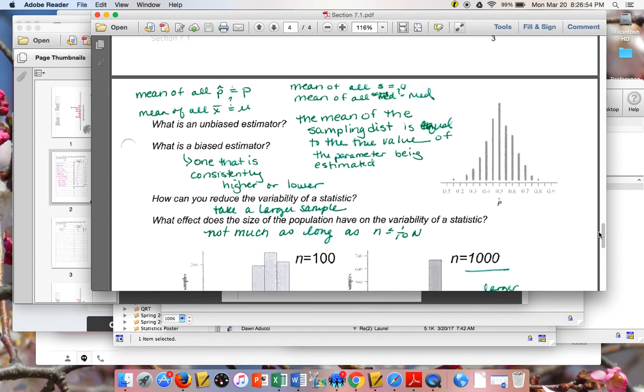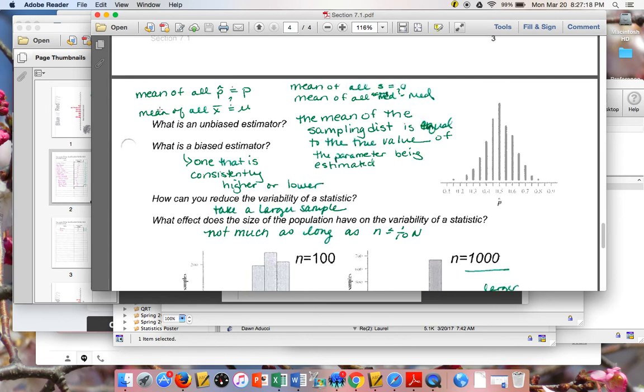All right, a couple of things here. There's a term called unbiased estimator. An unbiased estimator means that the mean of the sampling distribution is equal to the true value of the parameter being estimated. As an example, if I take the mean of all these p-hats and it's equal to p, then it's an unbiased estimator.